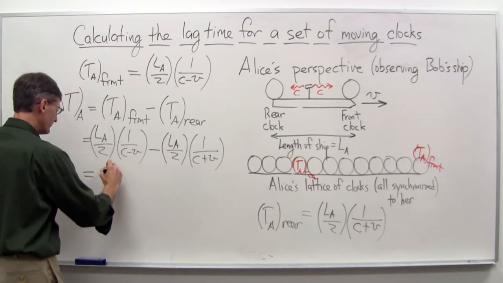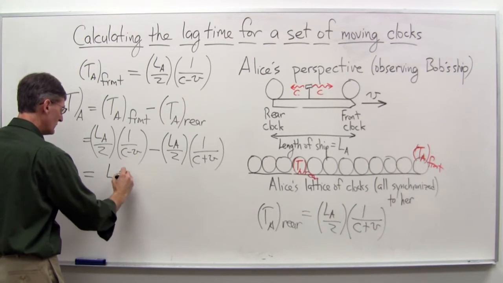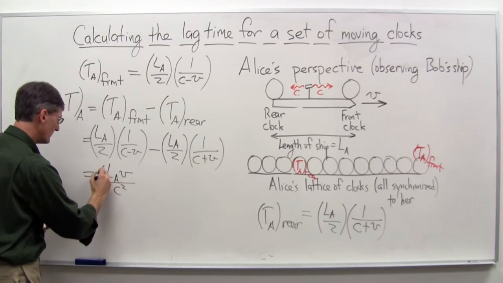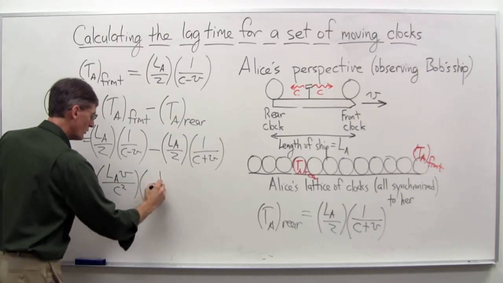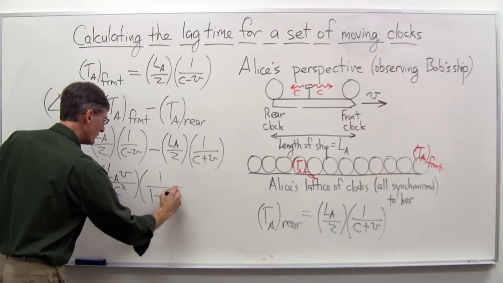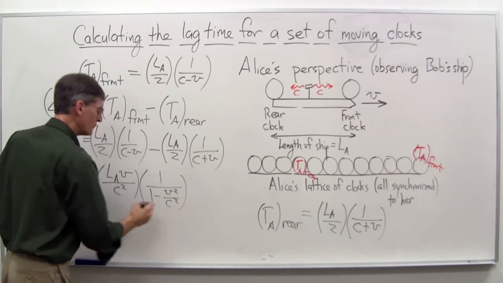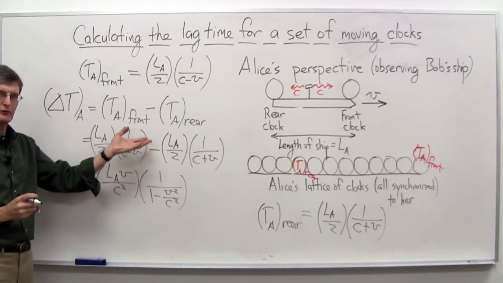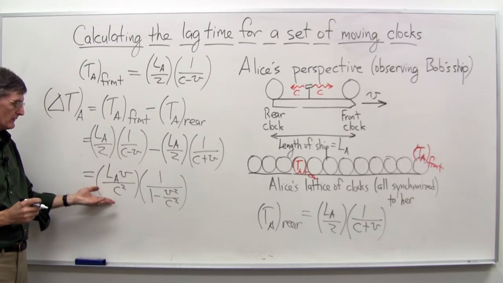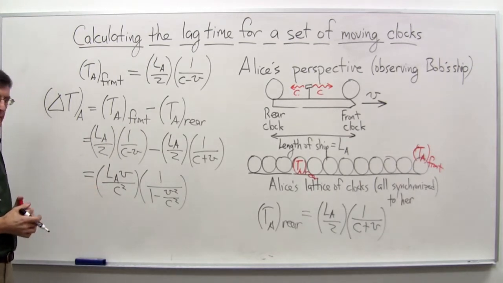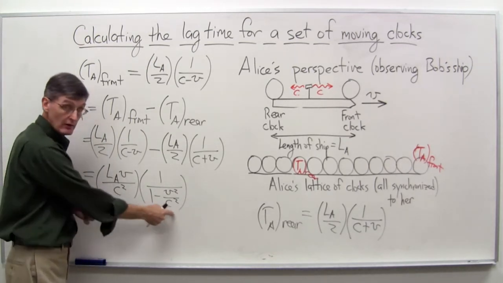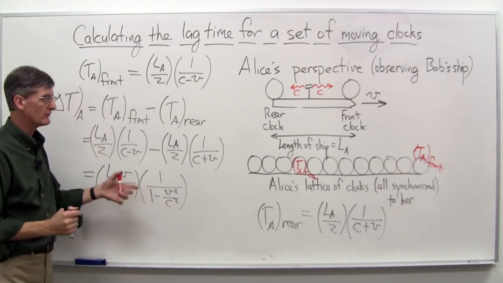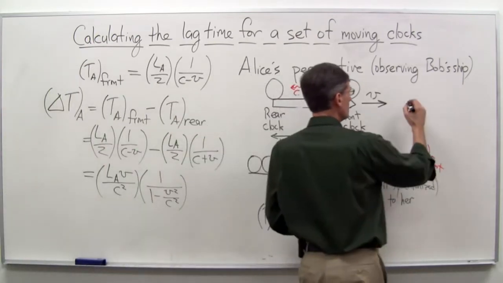Here's what you find. You get LA V all over C squared, times 1 over 1 minus V squared over C squared. It takes about 1 or 2 lines to get from here to here. And you look at that a little bit and hopefully this term reminds us of something. In fact, that is simply gamma squared. Because again, let's see, where should we write it? We'll write it over here.